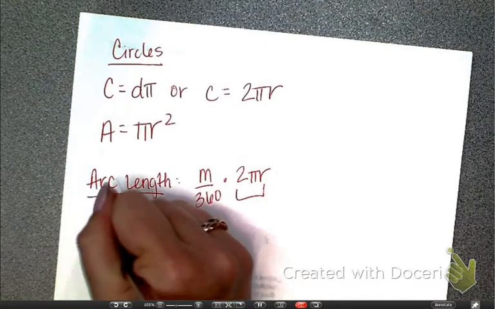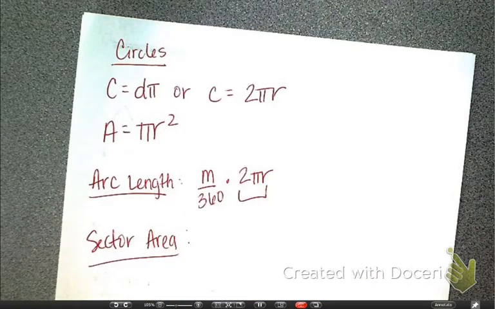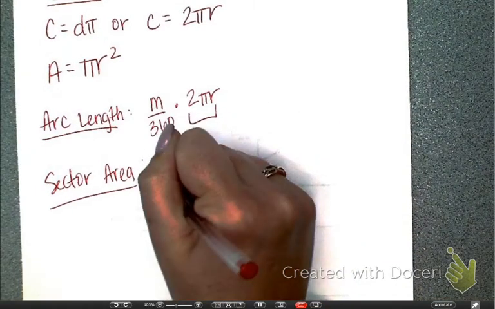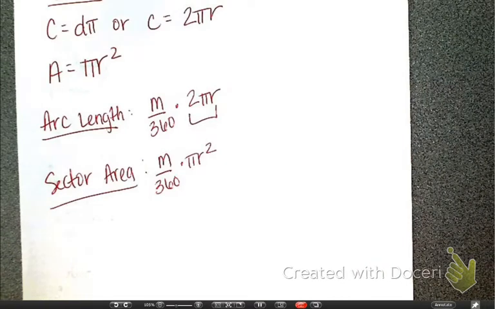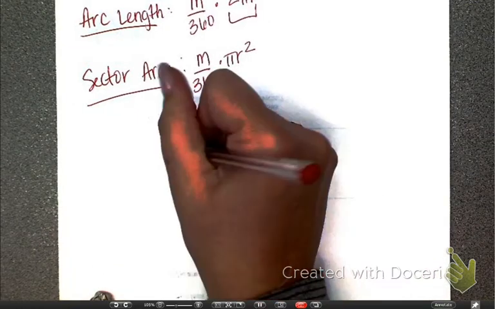We also have sector area. What's the formula for sector area? Good, because it's a piece of the area. So the area is pi r squared, and then we're taking a piece of it. All of those are just a matter of plugging it in and pressing equal on your calculator. Are we okay with those? Okay, now the fun stuff.